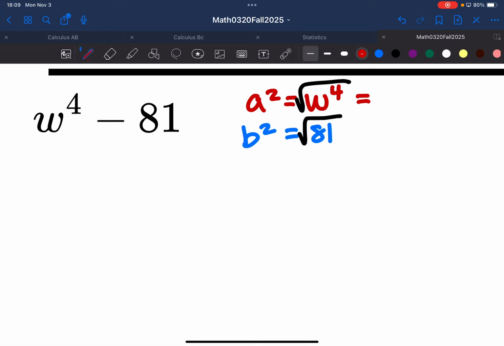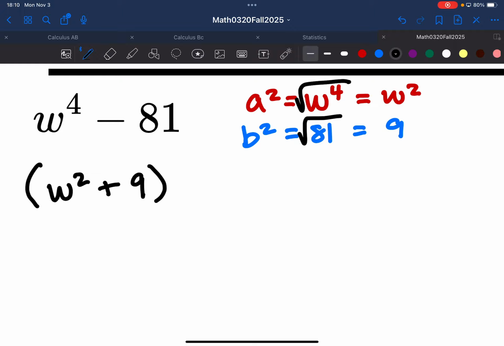So what would a be? W squared, good. And what would b? 9. So then I write my parentheses out. I know that my first parenthesis will look like W squared plus 9. And then my next one has to be W squared minus 9.